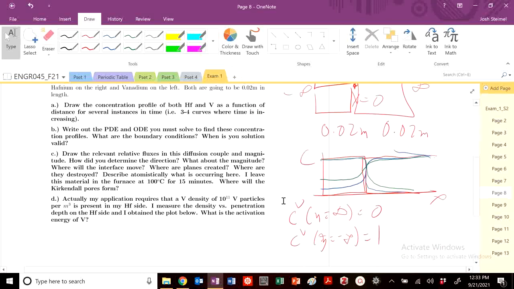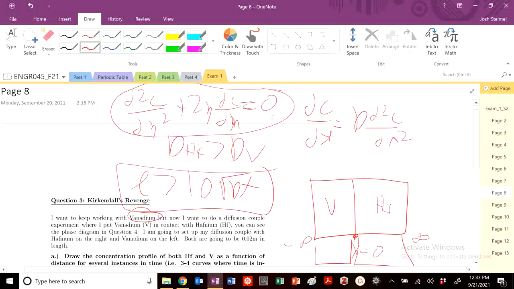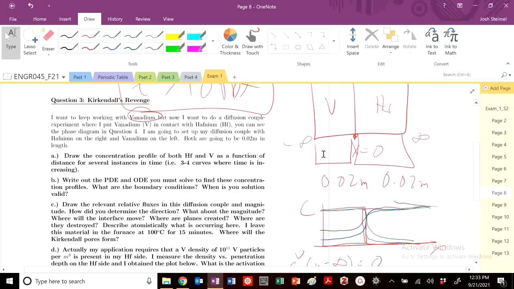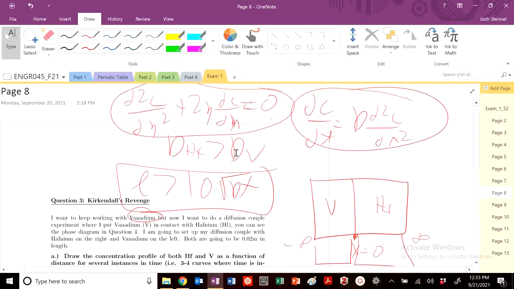So my PDE, read the question, is this, dc/dt equals D d squared c dx squared. My ODE is D d squared c d eta squared plus 2 eta dc d eta equals 0. So those are my ODEs, those are my PDEs, there's my boundary condition. When is my solution valid? As long as this assumption is met.